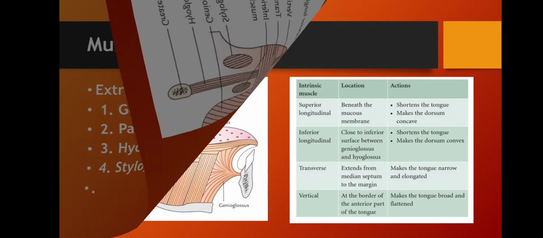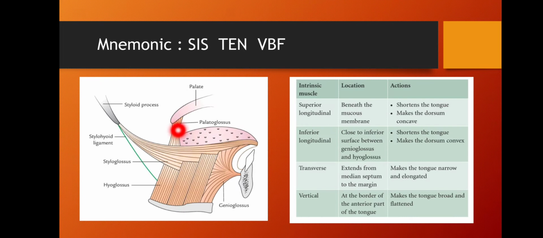Right. See in this picture, this is the palatoglossus attached to the palate. Styloglossus is attached to the styloid process. Hyoglossus is attached to the hyoid bone. And next, this is the genioglossus muscle.